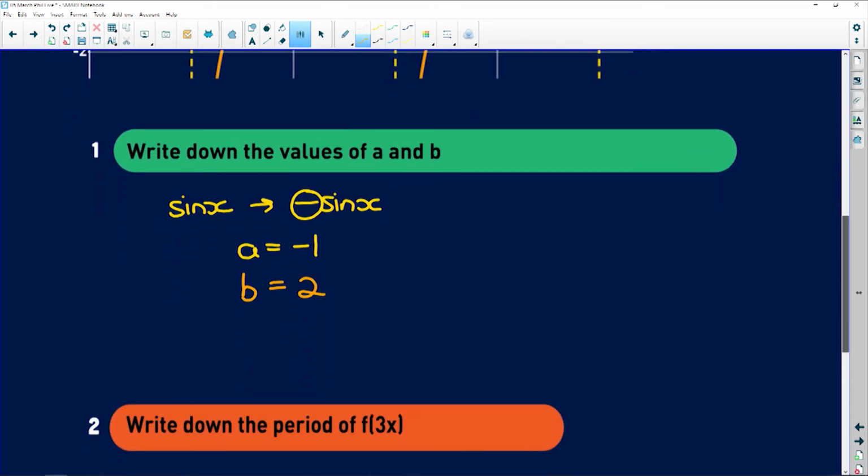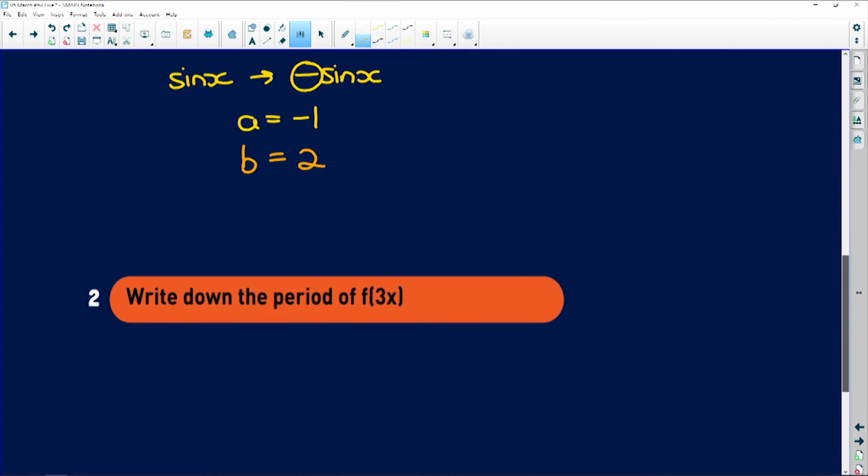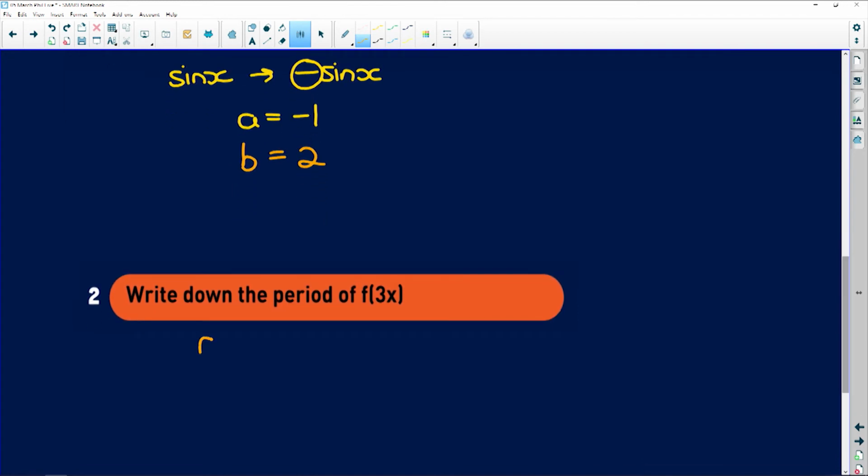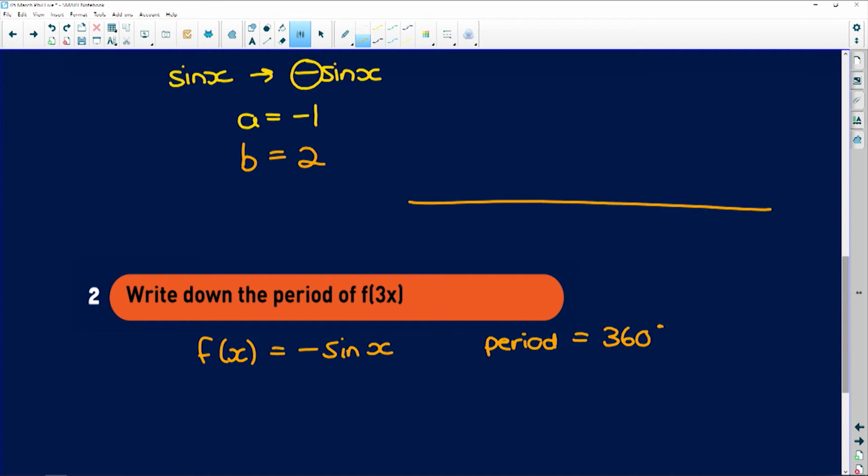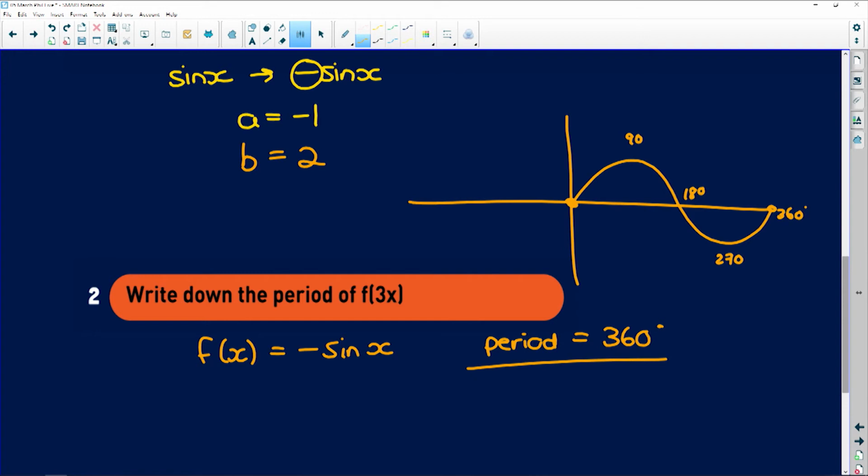Okay. Question 2, write down the period of f of 3x. We found that f of x is equal to negative sine of x. Okay. The period, it has not changed. We know that the period here is 360 degrees. For those of you who don't know what the period is, it is the amount of degrees that the sine graph takes to repeat itself, to get from 0, 0 to 0, 0. That would be 90, 180, 270, 360. So we know that the original period is 360.